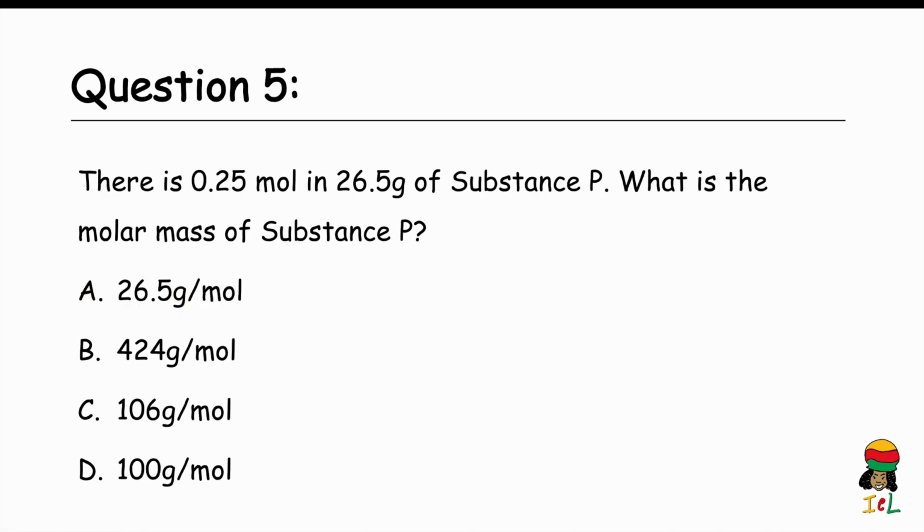Question 5. There is 0.25 mole in 26.5 grams of substance P. What is the molar mass of substance P? A. 26.5 grams per mole. B. 424 grams per mole. C. 106 grams per mole. D. 100 grams per mole.